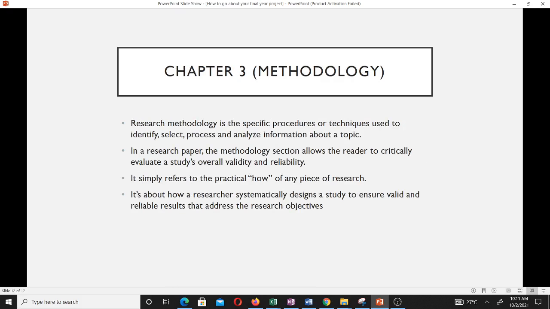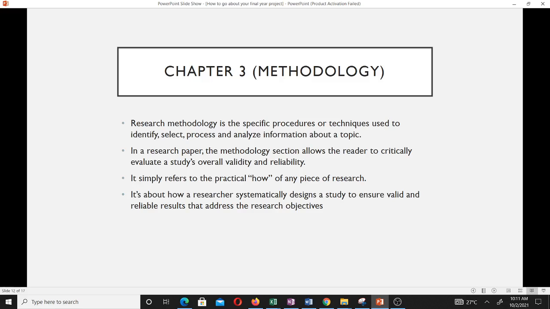Then chapter three deals with the methodology. Research methodology is the specific procedures or techniques used to identify, select, process, and analyze information about a topic. In a research paper, the methodology section allows the reader to critically evaluate a study's overall validity and reliability. Mostly, the methodology is the main work. If your methodology is successful, the rest is simple, right? It simply refers to the practical how.